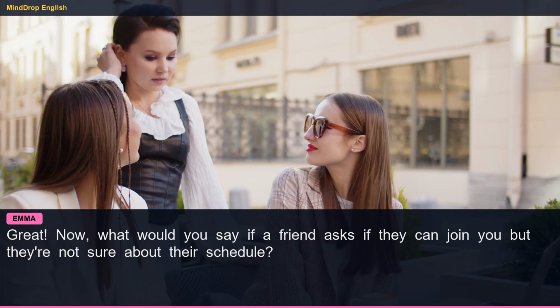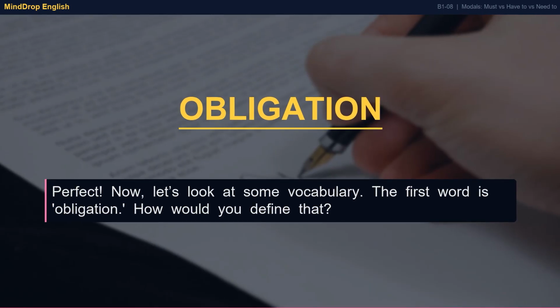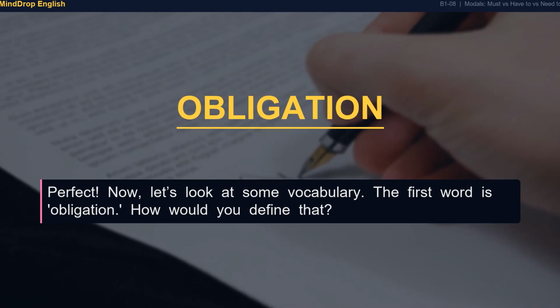Great. Now, what would you say if a friend asks if they can join you but they're not sure about their schedule? I would say, you need to find out if you can come with me. It's optional for you. Perfect. Now, let's look at some vocabulary.